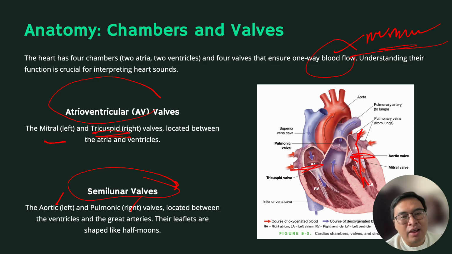So it's obvious from their name which structures they lead to. So for example, the aortic valve controls the outflow of blood from the left ventricle to the aorta. While the pulmonic valve controls the flow from the right ventricle to the pulmonic trunk. Right. The semilunar valves are called semilunar because their leaflets are shaped like half moons. Right?